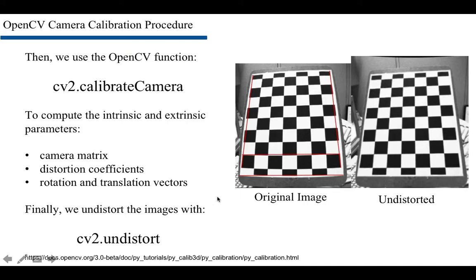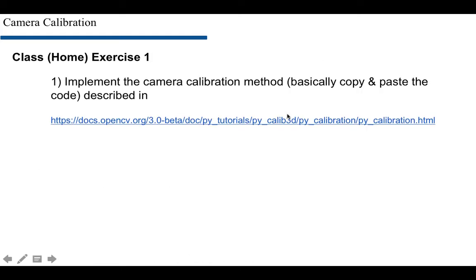And finally, this is the original image. We can use the OpenCV function undistort, to which we give all the parameters that were calculated with the calibrateCamera function, and we use them to undistort the image, and we can see here the undistorted image. So this is pretty straightforward.